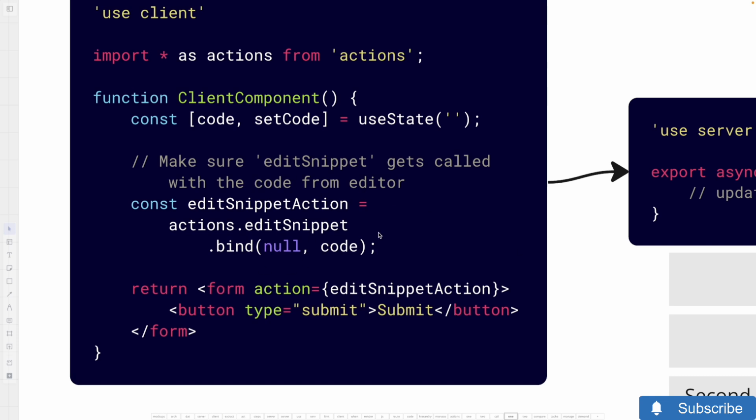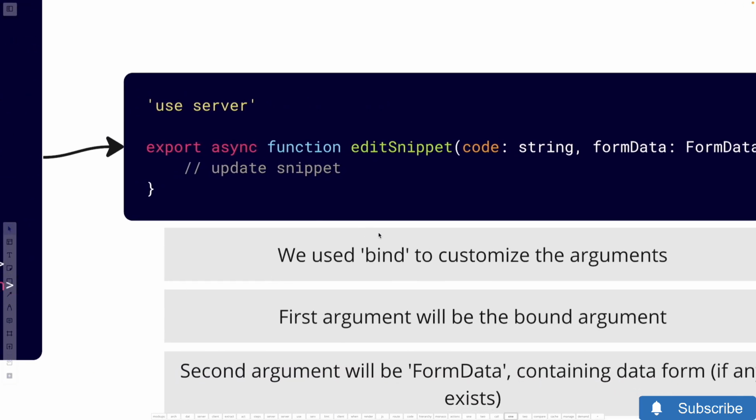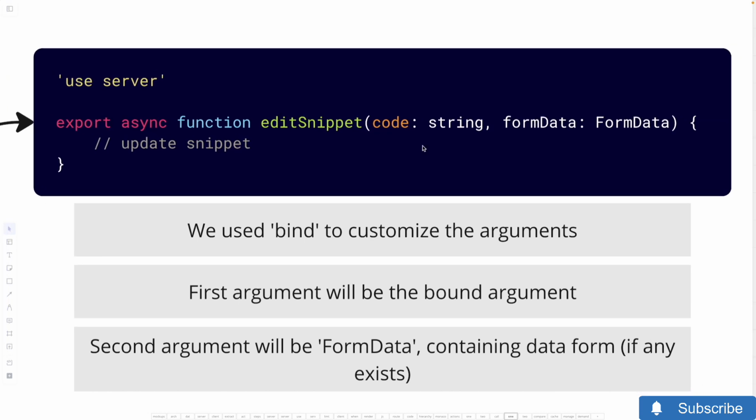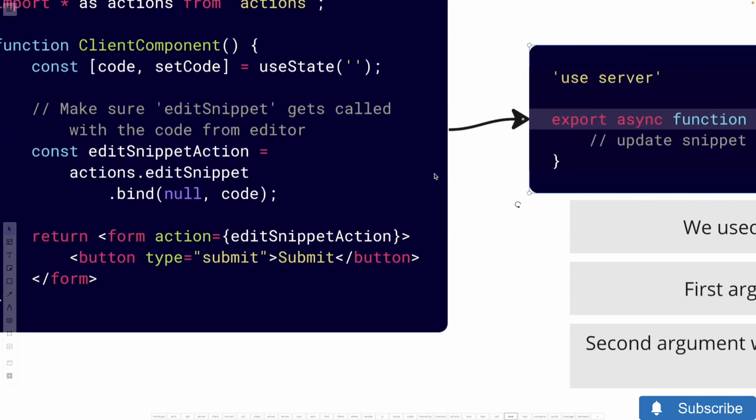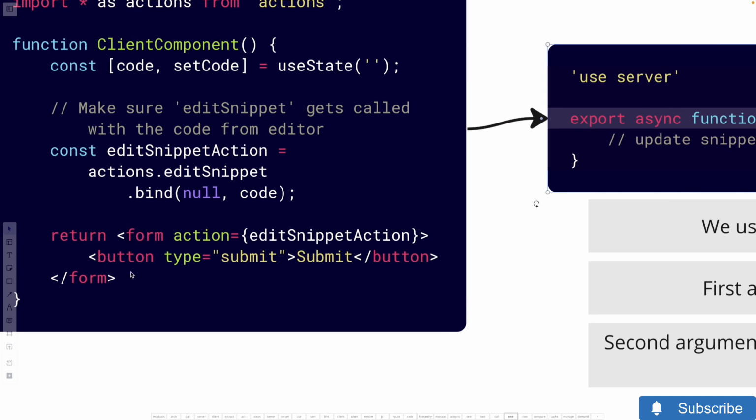Whenever we use this approach, our arguments to the server action are going to change a little bit. So the first argument is now going to be that bound argument, in this case, the code that we passed in. And then the additional arguments after that are going to be the form data, same kind of form data it was previously when we made a server action before. In this case, our form data is going to be empty because we are not including any input elements or anything like that inside of our form tag.